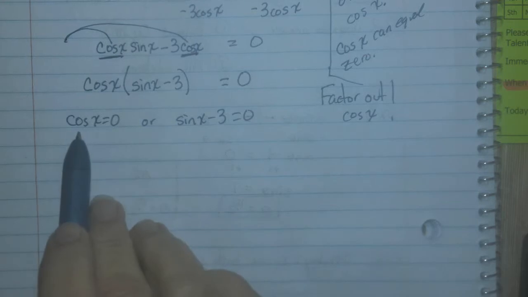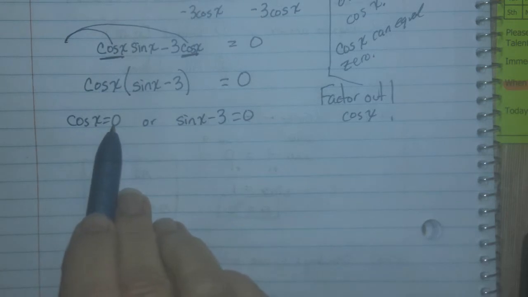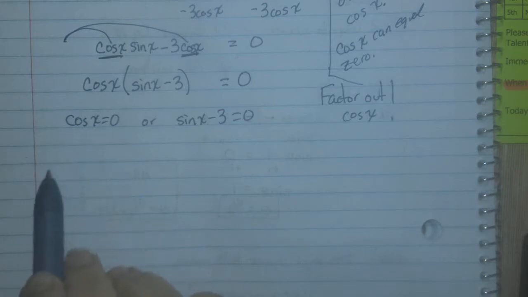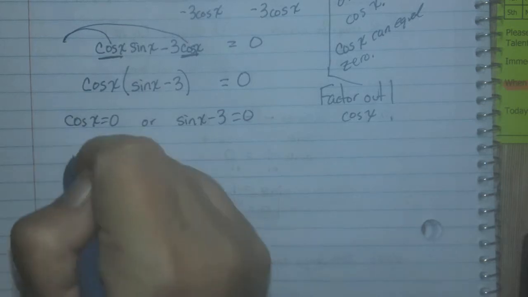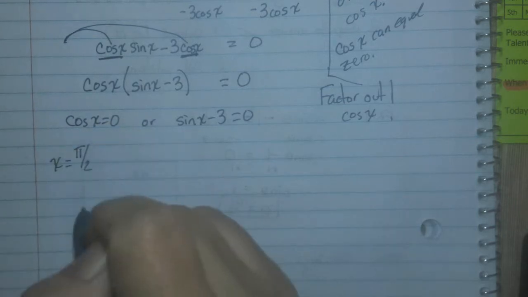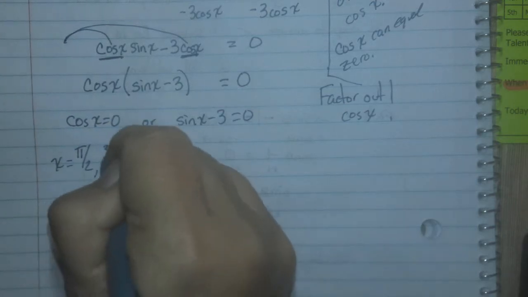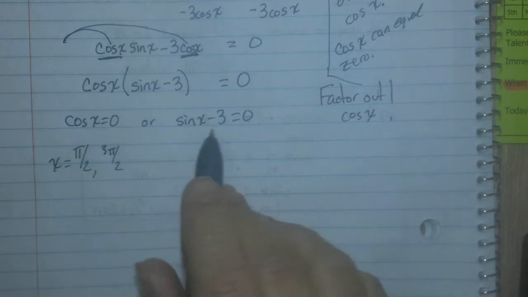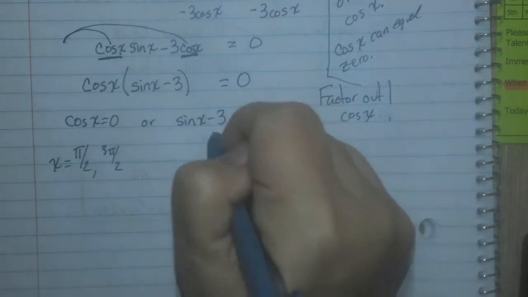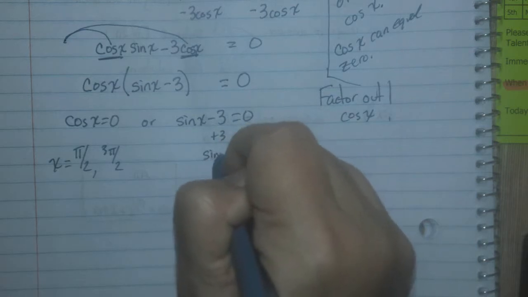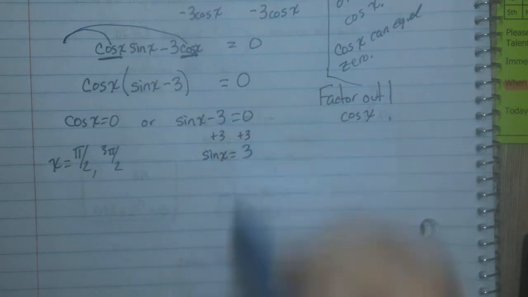All right, so when is the cosine of x equal to 0? 90 degrees or pi over 2, and 3 pi over 2. All right, now, over on this equation, I would add 3 to both sides. So when is sine of x equal to 3?